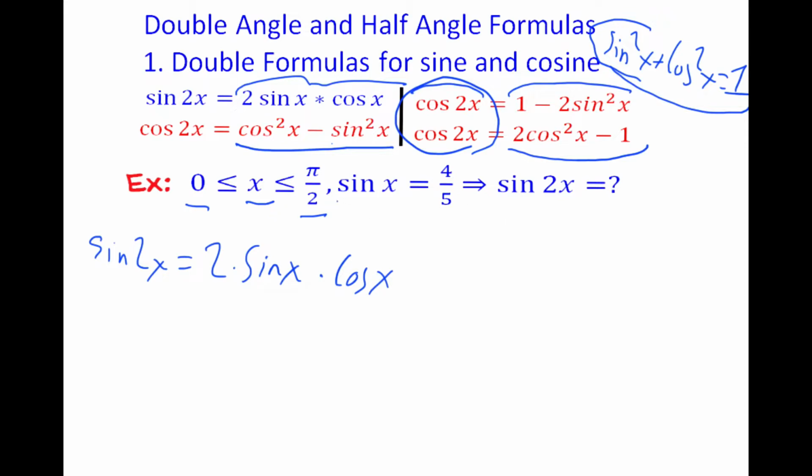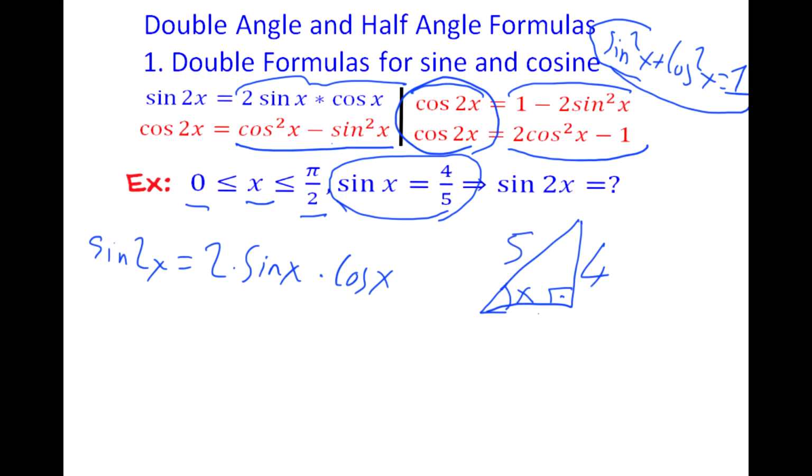We already know sine x because it is already given to us. What you can do in such questions is draw a right triangle, okay? Let's say this is x angle, and according to this x angle, just apply this given information. Because sine x is given to us as 4 divided by 5, that means the opposite of angle x is 4 and the hypotenuse is 5.